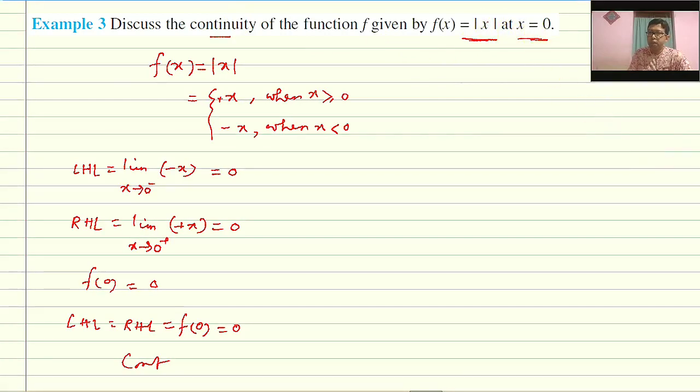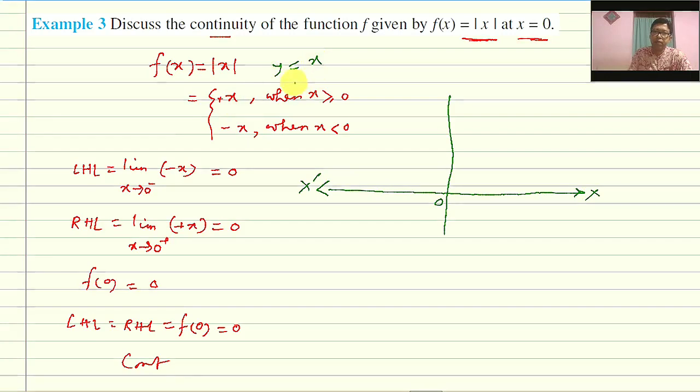Now I draw the curve and you can understand why the function is continuous at the point x is equal to 0. This is the real axis, x-axis. Okay, origin. Now see that f of x is equal to x. So I want to draw this straight line. This is a linear polynomial actually, y is equal to 1 into x plus 0. That means slope is equal to 1. That means this line will make 45 degree with the positive direction of x-axis and pass through the origin, isn't it? So it is drawn here.